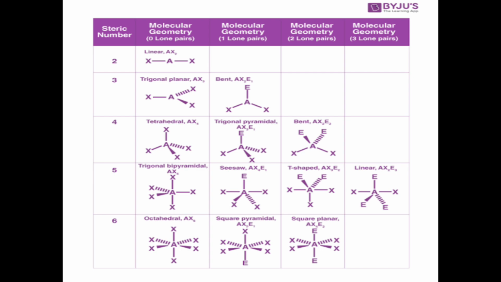So to give a summary of what we are talking about, when the steric number, that's the number of things, is 2, you have linear. When it is 3, trigonal planar and bent are possible. When it is 4, we can have a tetrahedral, trigonal pyramidal, and bent. When it's 5, you can have trigonal bipyramidal, you can have seesaw, T-shape, and linear. When it is 6, you can have octahedral, square pyramidal, and square planar shapes. So these are very, very important for us to know.